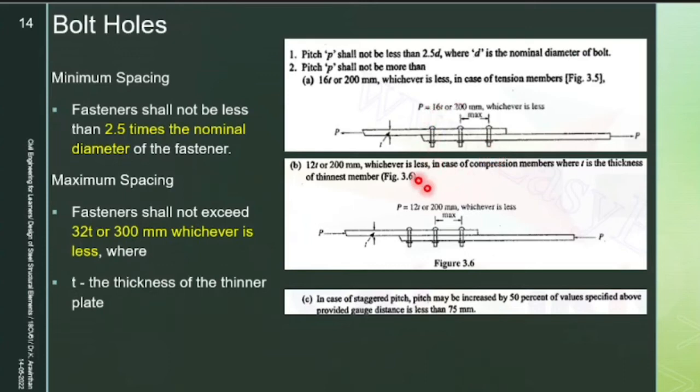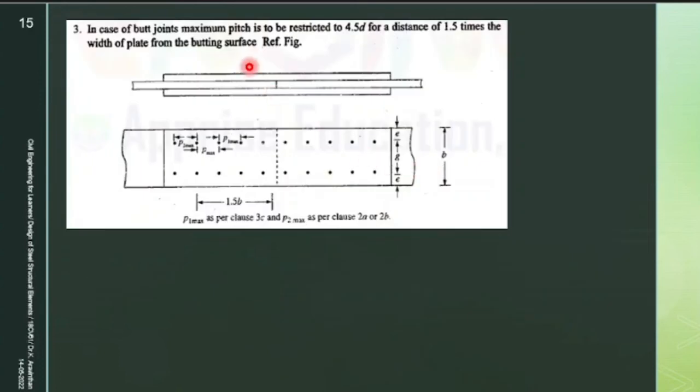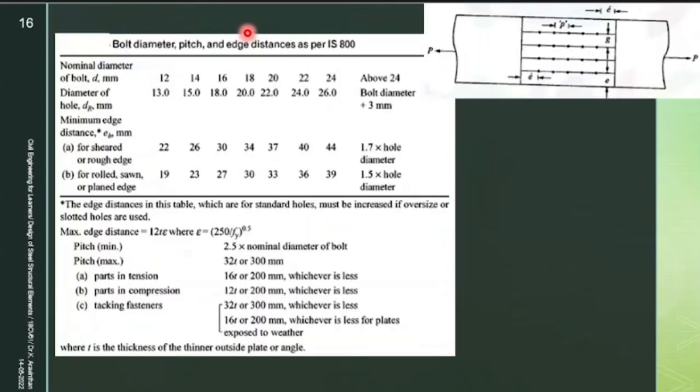And if you are using a lap joint, you have one condition. If you are using a butt joint, the pitch distance is to be restricted to 4.5 times D, that is 1.5 times the width of the plate. So this is the plate which is provided, and this should be 1.5 times the breadth. What is B? This is known as B, and this is the maximum pitch condition. What pitch means, I will explain in the next slide.